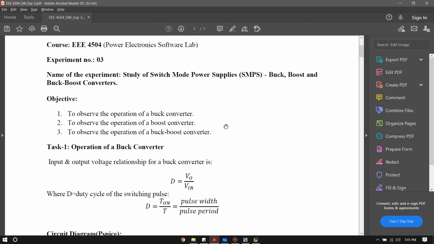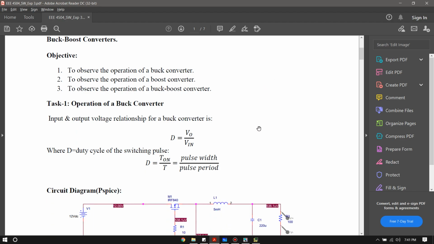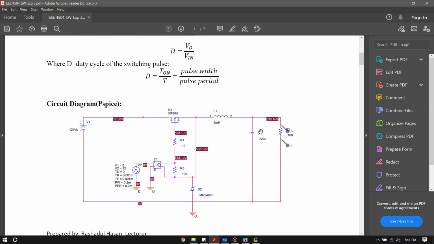Okay, so continuing with our lab, the first task is to observe the operation of a buck converter. As I mentioned before, the input and output voltage relationship of a buck converter is given simply by the duty cycle, where the duty cycle is T on divided by the period of the pulse. This is the circuit that we're going to be using in PSpice.